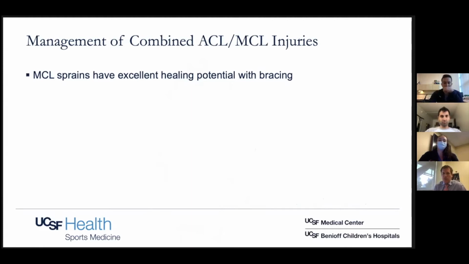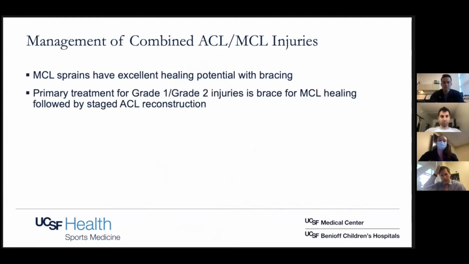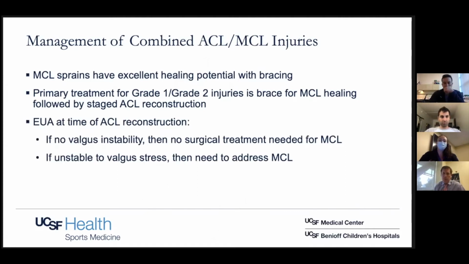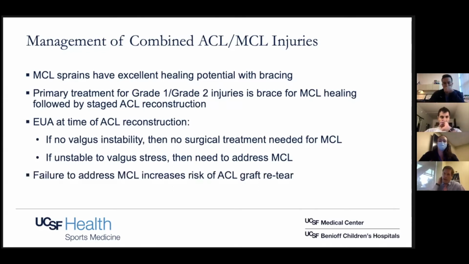All right. When we have MCL injuries, and we commonly see the combined ACL and MCL injuries, MCL sprains have excellent healing potential with bracing. So our primary treatment for grade 1 and grade 2 injuries is bracing for MCL healing, followed by staged ACL reconstruction. With this, you want to make sure that you're doing a good EUA at the time of the ACL reconstruction. If there is no valgus instability, if the MCL is healed fully, then no surgical treatment is needed for the MCL. But if there is instability to valgus stress, then you do need to address the MCL at the same time, because failure to address the MCL increases your risk of ACL graft re-tear.